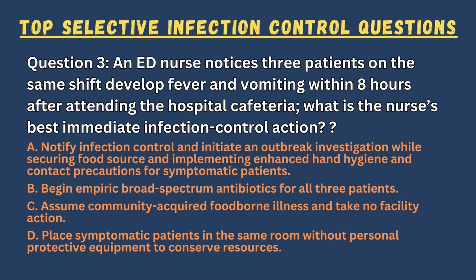B. Begin empiric broad-spectrum antibiotics for all 3 patients. C. Assume community-acquired foodborne illness and take no facility action. D. Place symptomatic patients in the same room without personal protective equipment to conserve resources.